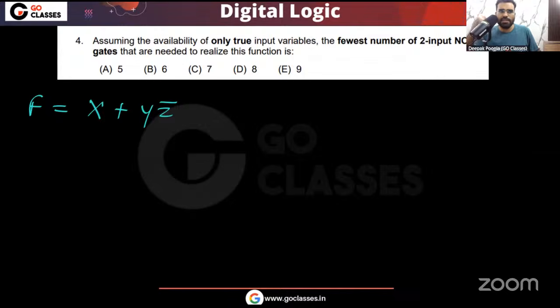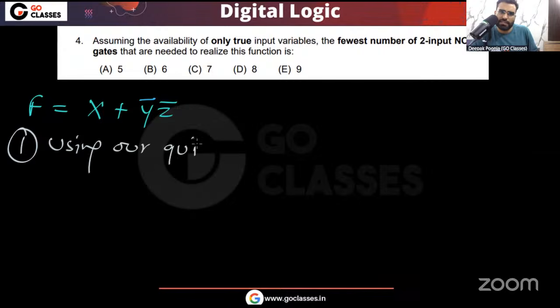Now first, let's apply the guidelines. This is going to be an interesting question. It will show you something which can help you. So you can see that this is the expression. Now first, let's apply our guidelines. Using the guidelines, let's see what answer we get. Then we will see whether it is minimum or not. But let's start with our guidelines.